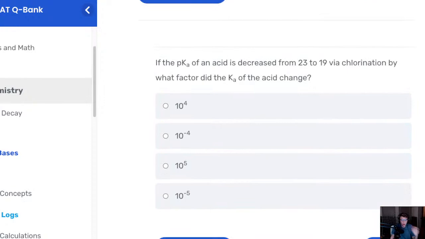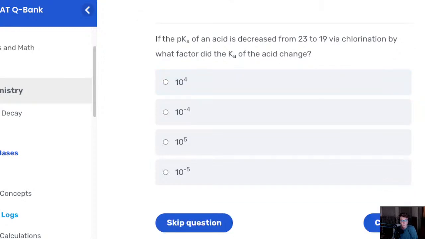Okay, and now all of that has dealt with pHs and pOHs and hydroxides and H pluses. But again, because all those scales, as we saw before, are the same, I know I'm probably repeating that a bunch, but I want to make that super clear, that we can use this exact same thing to begin to figure out how we have a Ka change given some sort of pKa difference. So here we're seeing that the pKa of an acid is decreased from 23 to 19. So we could think about how many factor changes that is. That's going to be a difference of -4.